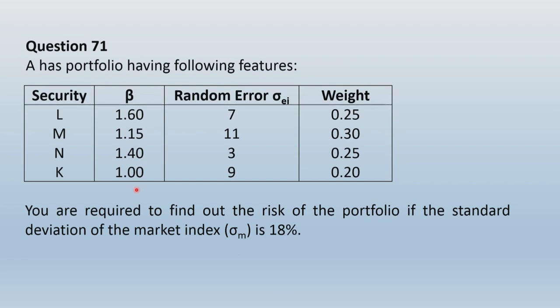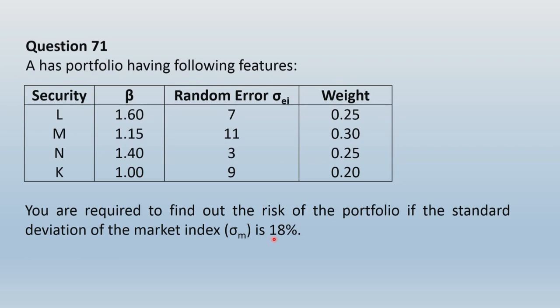Once you get the beta of the portfolio, and since the standard deviation of the market is given, sigma m, 18%, you take the variance of the market, that is 18 squared, into the squared value of the beta of the portfolio. The squared value of portfolio beta into the variance of the market will give you the systematic risk, what we have just discussed some time back.